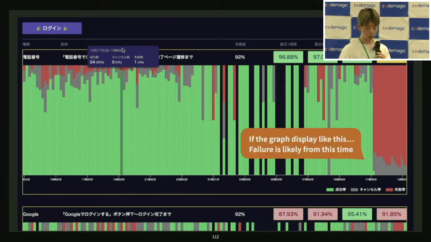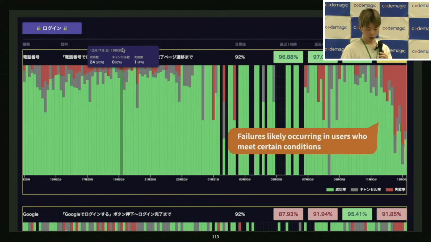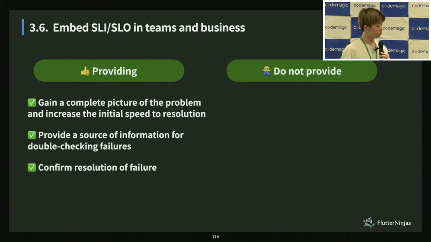And if the graph looks like this, failure is likely to happen at this time. And also, if the graph looks like this, failure is likely occurring for users who meet certain conditions. This feature provides the following things: a complete picture of the problem and increased initial speed to resolution. It also provides a source of information for double-checking failures, and confirms resolution of failures as well.